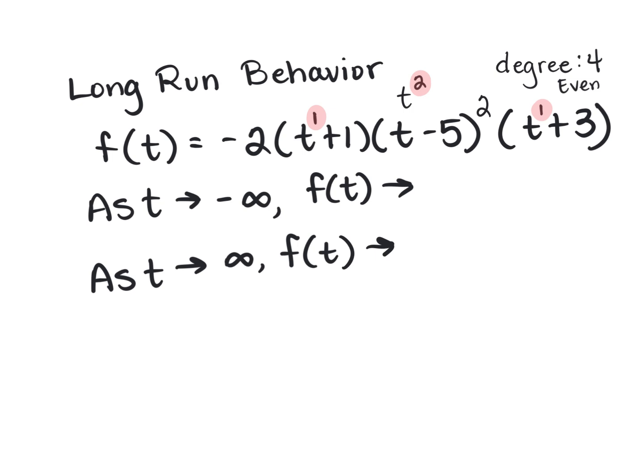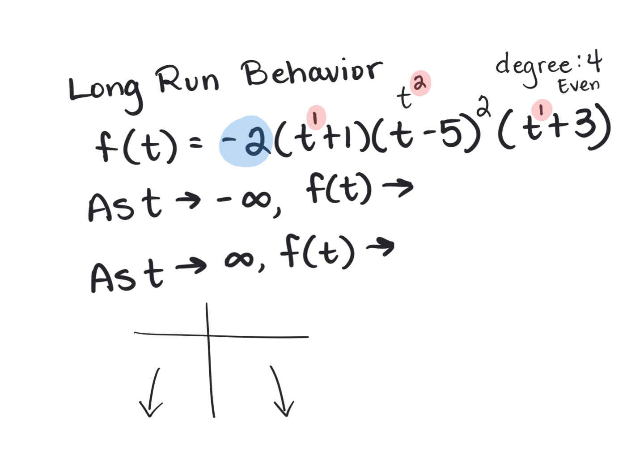And then secondly, I'm looking at my leading coefficient. Now again, I don't have to multiply this out, but my leading coefficient is negative. So without writing the entire graph, I know that if I'm even and my leading coefficient is negative, then both of them are going the downward direction.